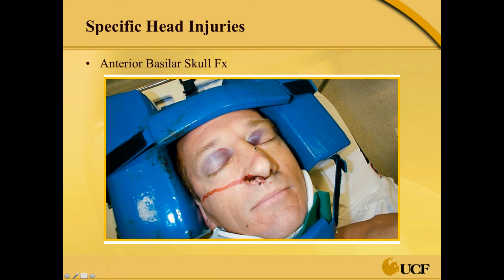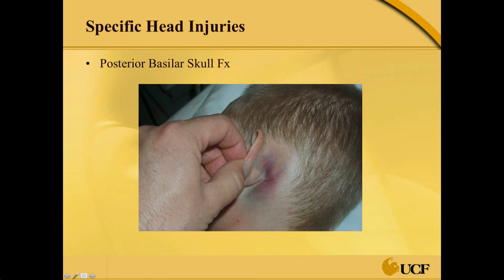You can see this guy looks like he's got a broken nose here as well. I mean, you can see that it's shifted. Definitely abnormal. Not good for this guy. Posterior basilar skull fracture is seen here. This might be a kid, I'm not sure. But nonetheless, look at this ecchymotic region here of the mastoid. This is called battle sign. Okay, that's a battle sign.